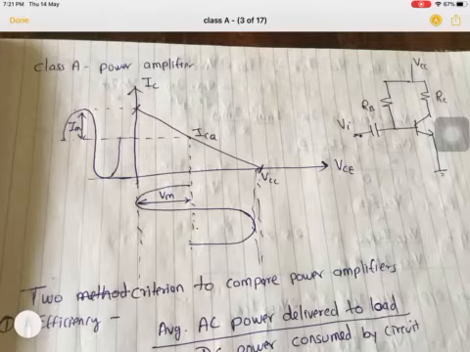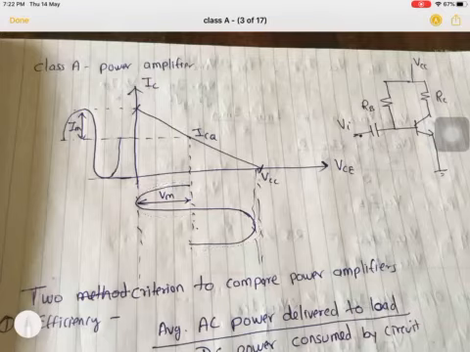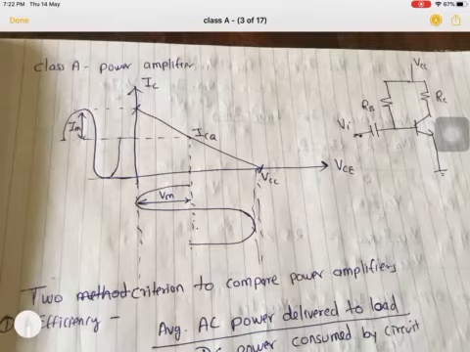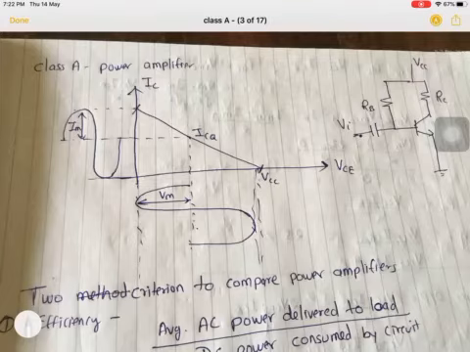So such that if I draw a line here, this is the output voltage, and this is the output current. The maximum can be VCC, minimum is 0. Here the minimum is 0, and the maximum will be 2 ICQ. So this is the amplification of the output. This is the quiescent line for a class A power amplifier. This is the circuit, just a normal circuit.